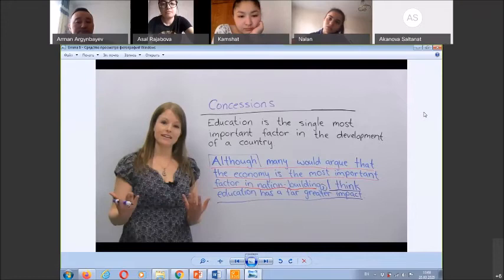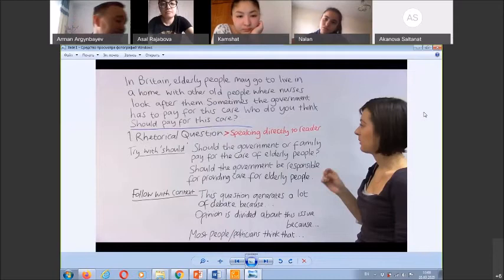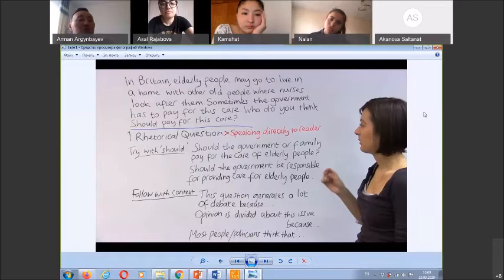Here's another teacher, Jade. And here is the task. In Britain, elderly people may go to live in a home with other old people where nurses look after them. Sometimes the government has to pay for this care. Who do you think should pay for this care?